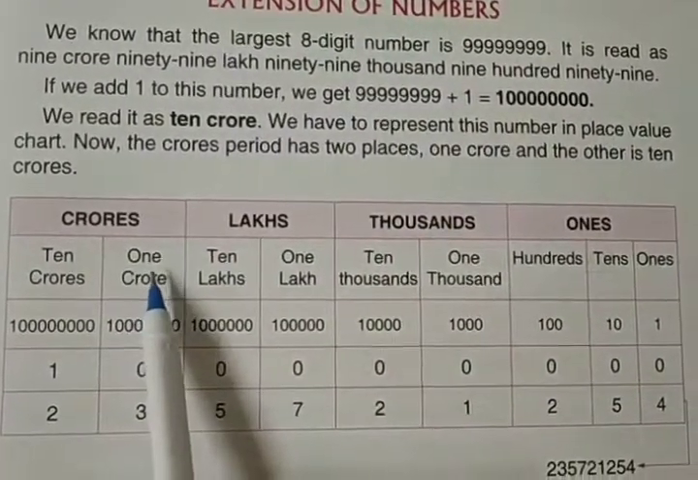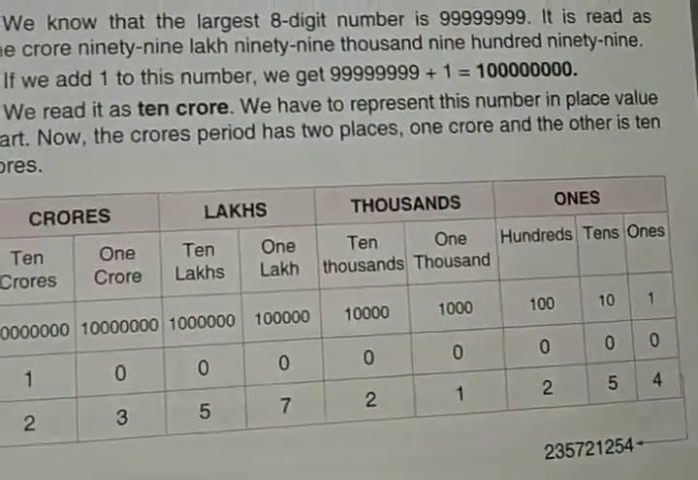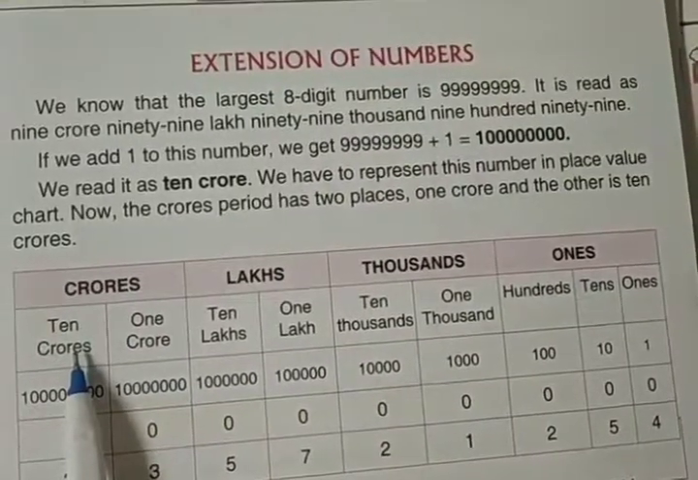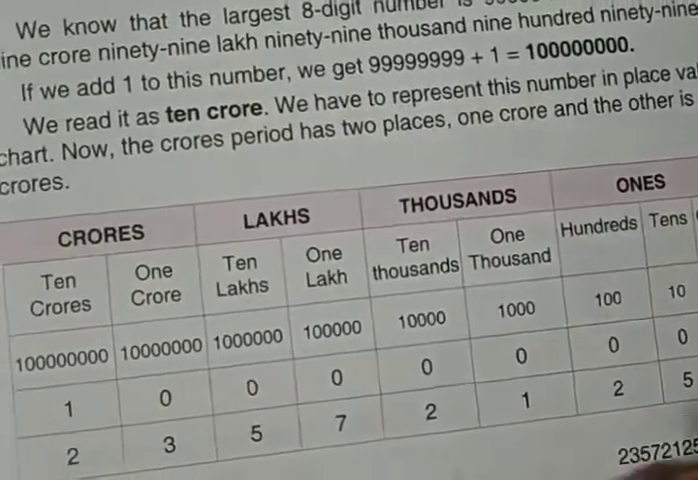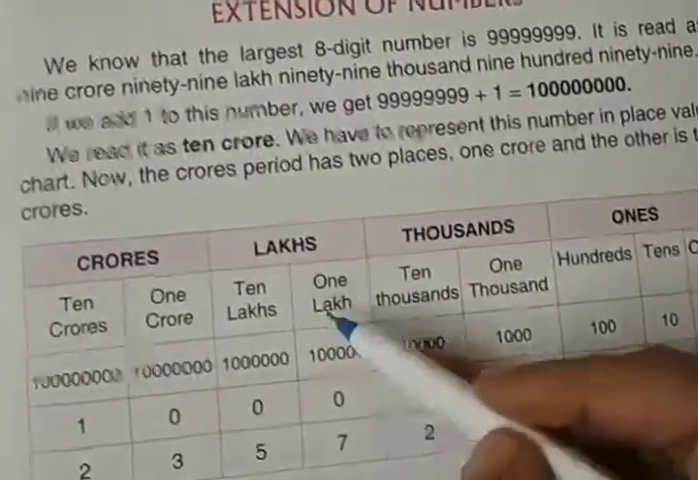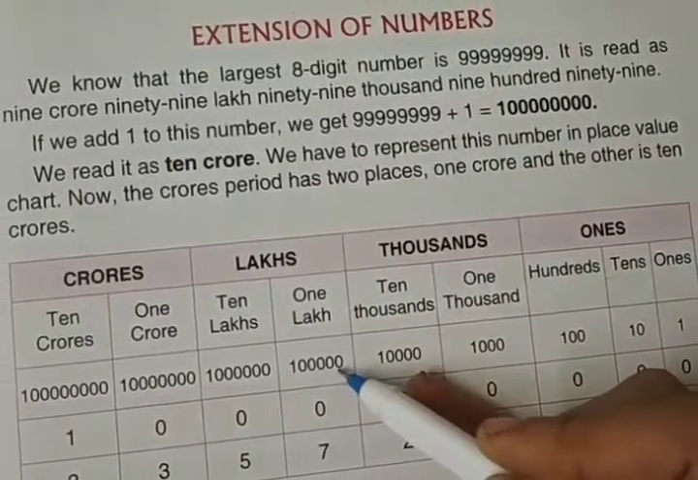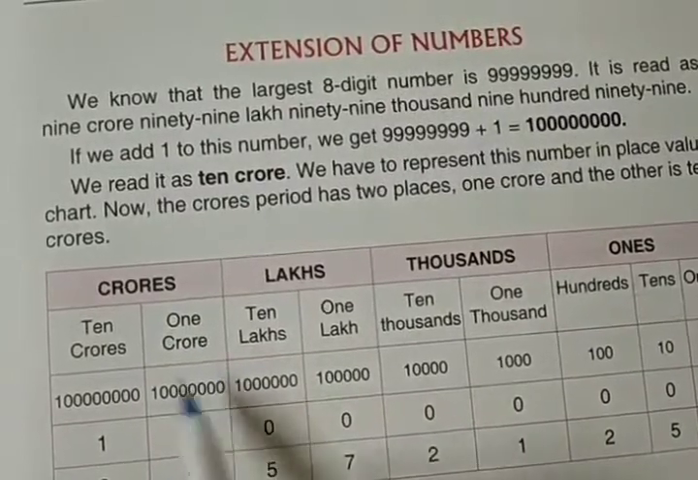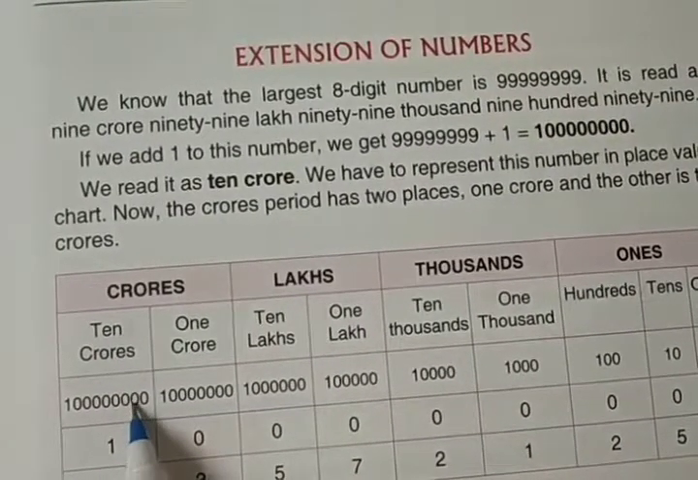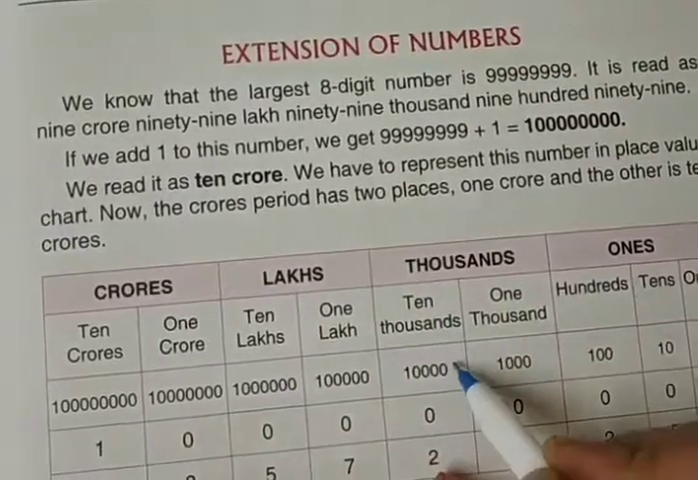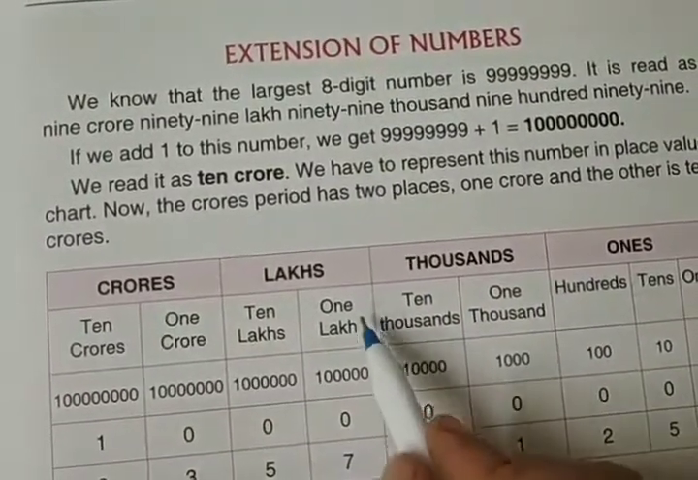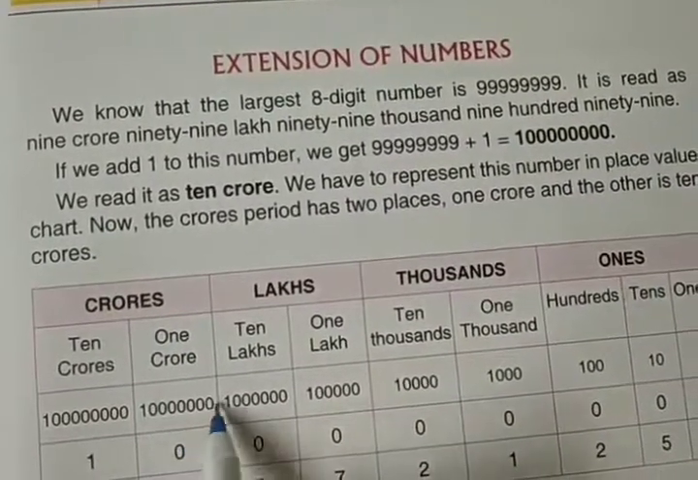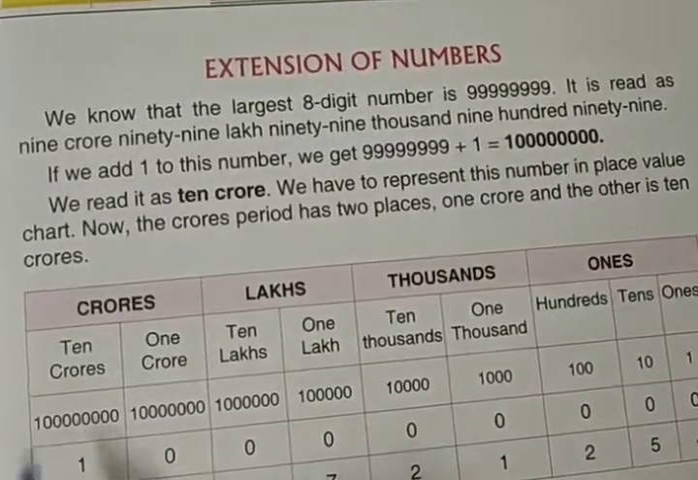And 1 crore will be, so in 1 crore it will be an 8-digit number. And in 10 crores it will be a 9-digit number. So in 1 lakh it is a 6-digit number, 10 lakh is a 7-digit number, 1 crore is an 8-digit number, and 10 crores is a 9-digit number. In 10,000 there were 4 zeros. In 1 lakh there are 5 zeros, 10 lakhs there are 6 zeros, 1 crore there are 7 zeros, and 10 crore there are 8 zeros.